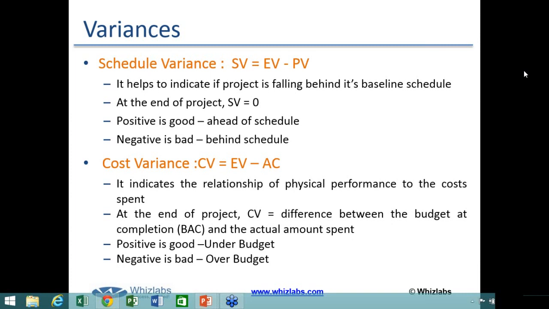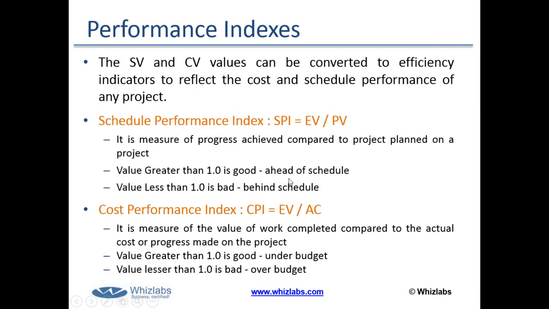When we are saying cost variance, we want to know are we over budget or under budget. When we subtract planned value from earned value, if the number is positive, that means we are ahead of schedule, and if we get a negative number, that means we are behind schedule. While calculating the cost variance, if we subtract actual cost from earned value and the number is positive, that means we are performing well on cost. That means we are under budget. And if the number is negative, that means we are over budget.